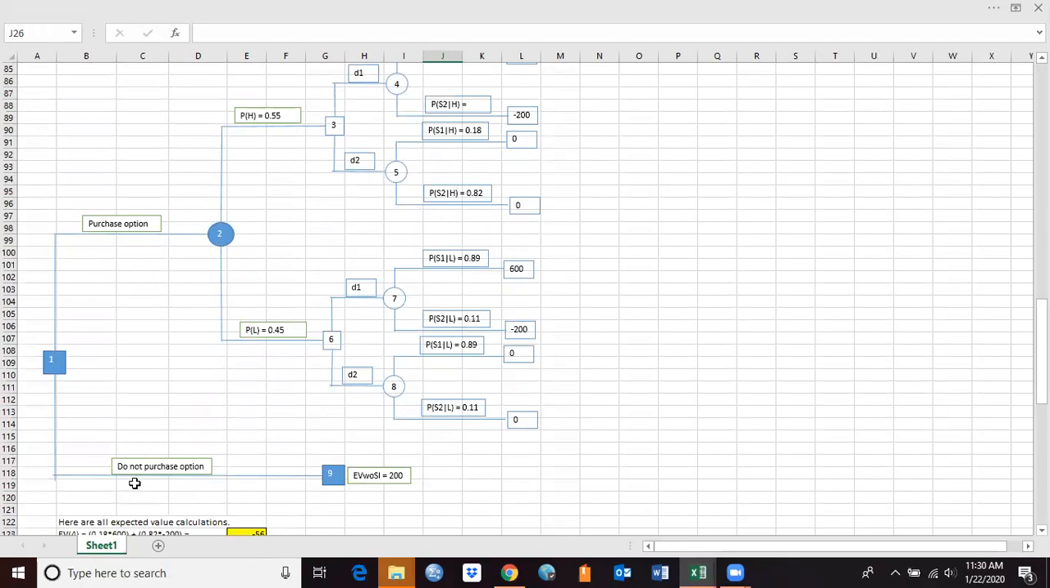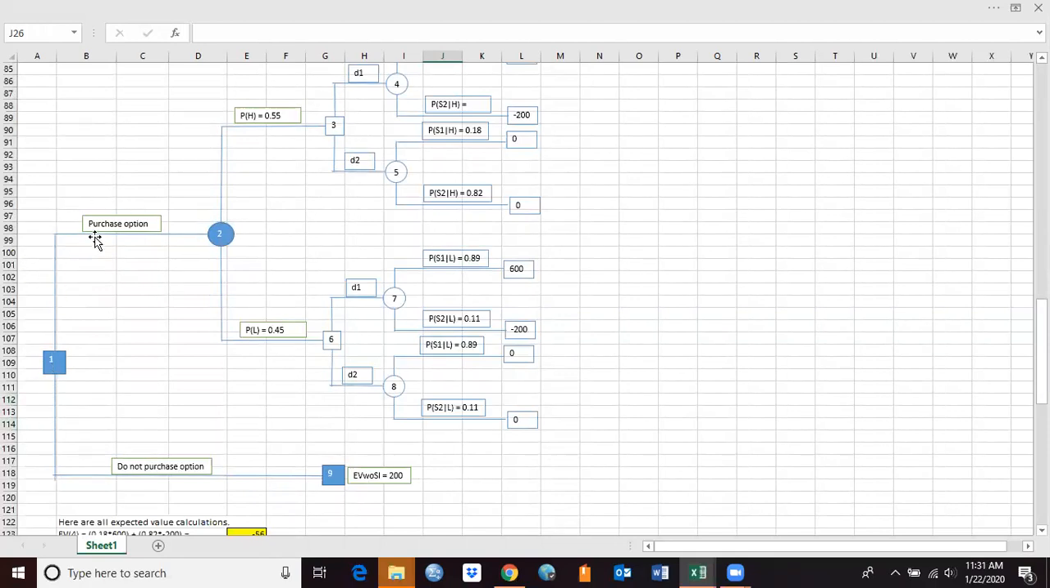So if you did not buy the option, the expected value of the profit is $200,000. But what if he buys the option to learn more about the market? Will that increase his expected value of the profit? That's what we need to find out here. So this is a decision alternative here, whether to buy the option or not.